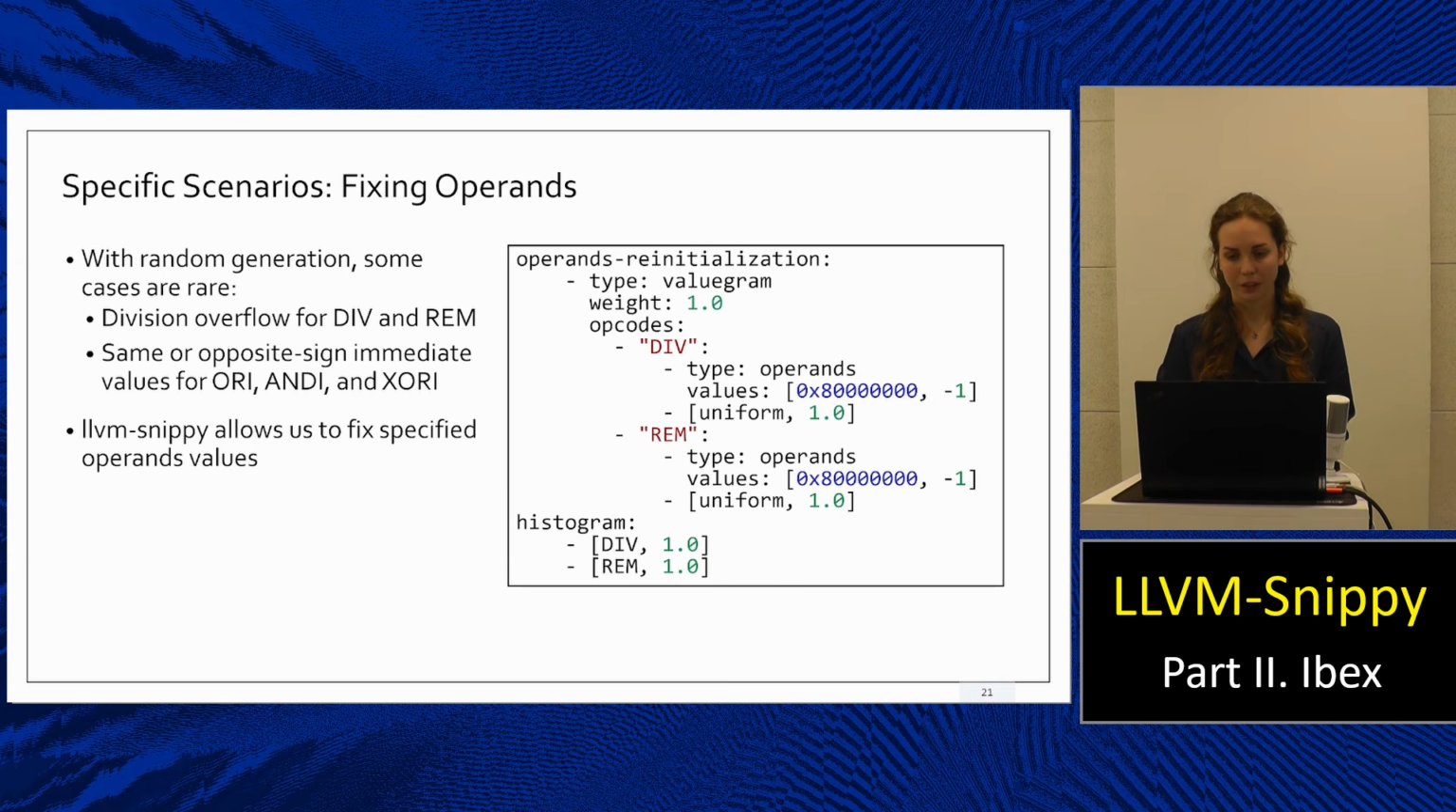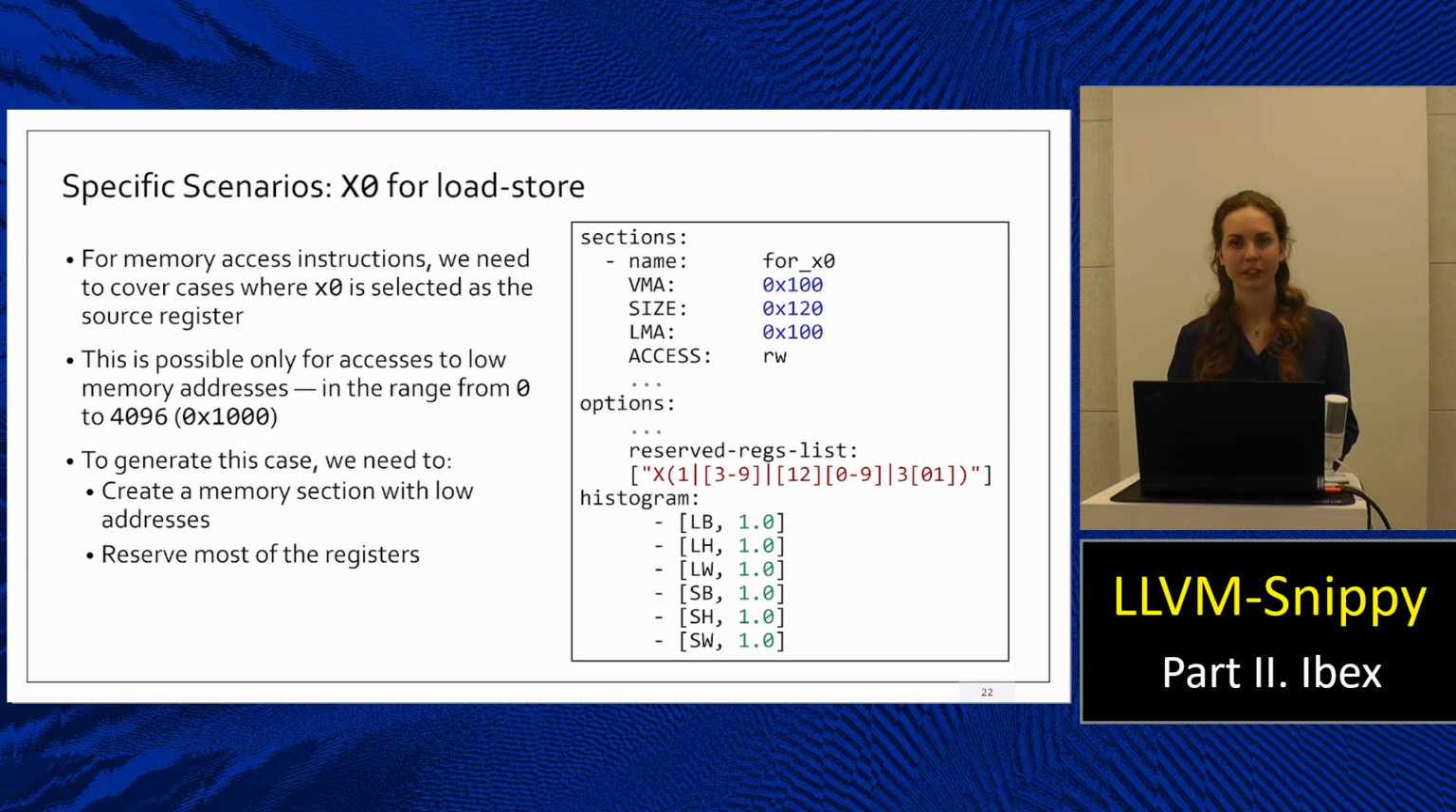This turns a rare corner case from a lucky event into a reproducible coverage scenario. The next target scenario is related to x0 and load store instructions. For arithmetic, x0 can naturally appear as an operand. But for load store, it is tricky. If x0 is used as the base register, the address is different only by the immediate.